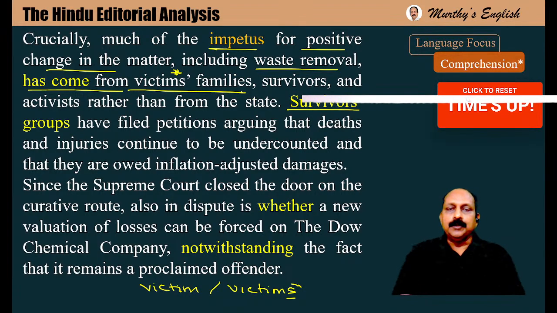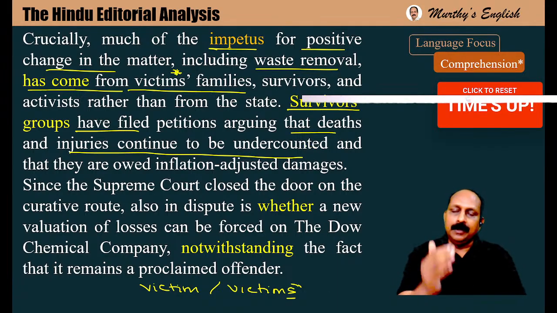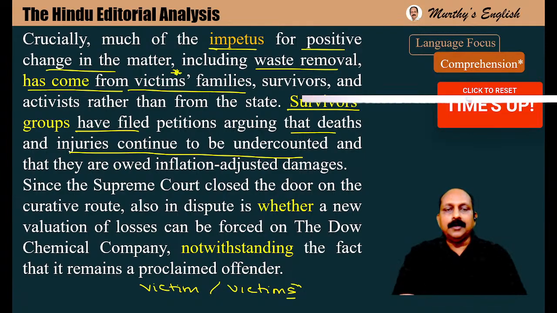Pressure has come from victims, families, survivors, and activists rather than from the state. Because of the pressure, the state acted. Survivors groups have filed petitions arguing that deaths and injuries continue to be undercounted. Actual number 20, we say 15, that is undercounting, and that they are owed inflation adjusted damages. Any negative incident, obviously, victims and survivors demand compensation, and it happened way back in 1984.